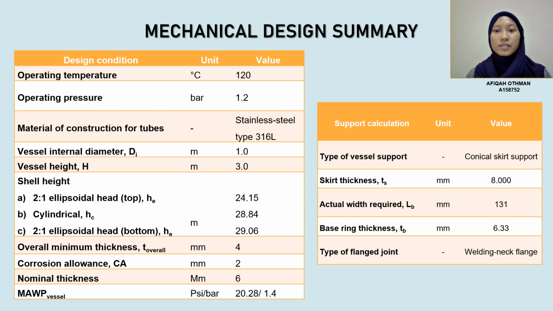So the type of vessel support is conical skirt support. So skirt thickness is 8 mm. The actual required is 131. The base ring thickness is 9.33, while the type of flange joint is neck type.